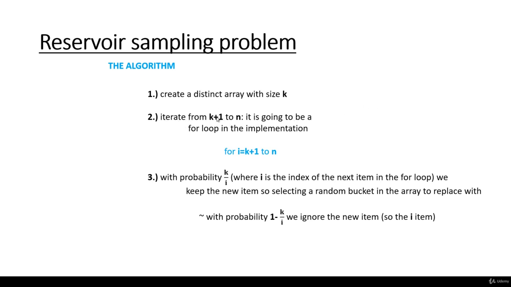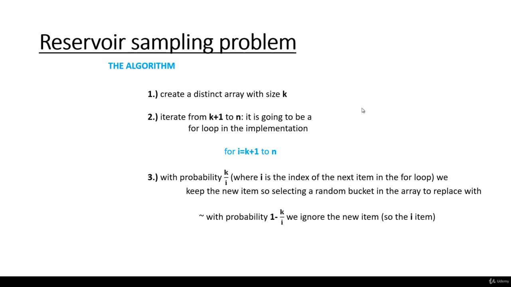So that's why we iterate from k plus 1, because we have already considered the first k items. So that's why we start with k plus 1 up to n. So n is the size of this S array. Basically, it is going to be a for loop, as you can see. So for i equals k plus 1 up to n, we are going to generate a random number in order to be able to deal with probabilities. So with probability k divided by i, where i is the index of the next item in the for loop, we keep the new item, so selecting a random bucket in the array to replace with. With probability 1 minus k divided by i, we ignore the new item.